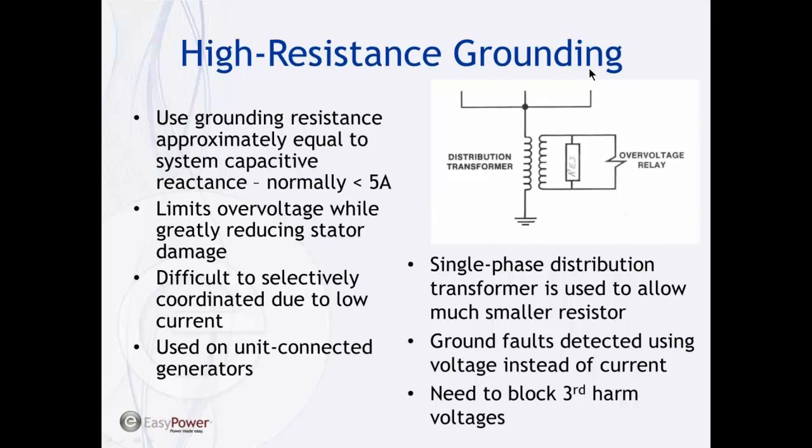The concept is the same. We're going to put some impedance between the neutral and ground to limit the fault current, but we're going to go to a much higher resistance. And so we're going to limit the current to something around 5 amps, maybe less. The idea is to roughly equal the capacitive reactance of the system. And this is, again, another topic in itself, but what we're trying to do is minimize the overvoltage that can occur during a fault and limit the current to the extent that we can. So we're going to go from something, let's say 200 amps, down to 5 amps, so we greatly reduce the damage that can occur in the machine.